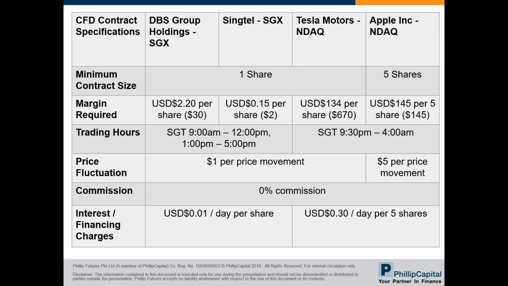Yeah. So price fluctuation, of course, it'll be $1 per price movement. Every time the share moves $1, you'll be $1 in profit or loss. If you're trading five shares of Apple, there'll be a $5 price movement. Obviously no commission on our MT5 platform for all of these products, or any of the products that we have on our MT5, it is 0% commission. And then interest and financing charges: for Singapore DBS and Singtel, you're looking at somewhere around 1 cent per day per share. For Apple and Tesla, you're looking at about 30 cents financing charges per day per five shares.